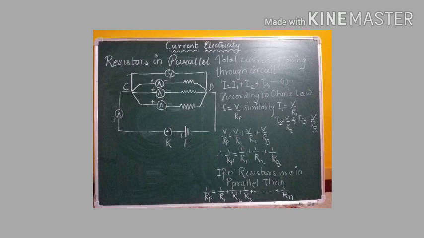Now, if n number of resistors are connected in parallel, then the series can be taken up to Rn. That is, 1 upon Rp is equal to 1 upon R1 plus 1 upon R2 plus 1 upon R3 and so on, which goes up to 1 upon Rn.